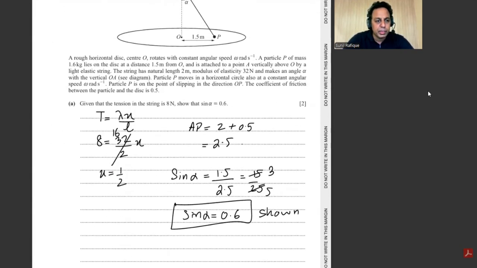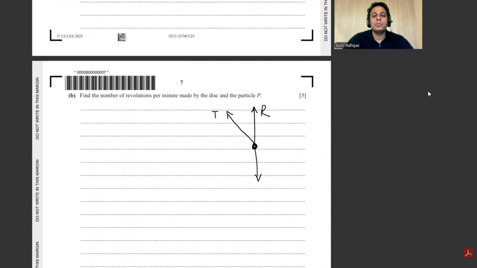I need to scroll up and down. 1.6, so this will look like 16 Newton. And obviously there's the total inward force, the centripetal force. So I need to resolve the frictional component, which is mu R. And okay, let's just resolve this.